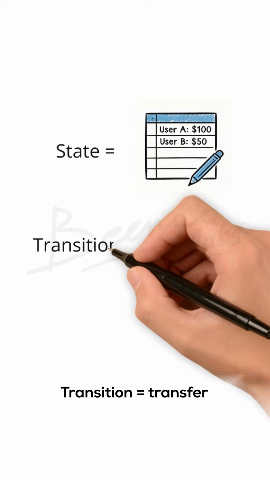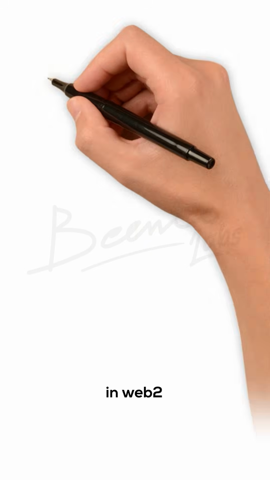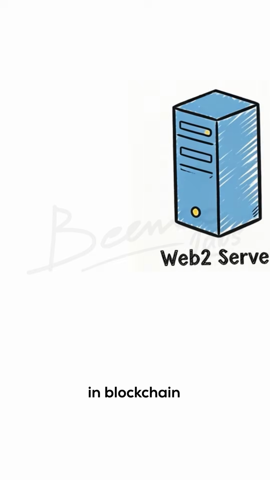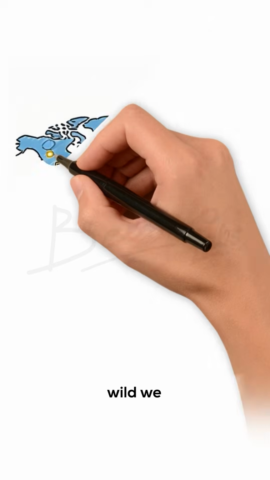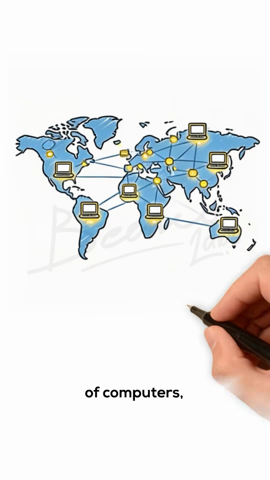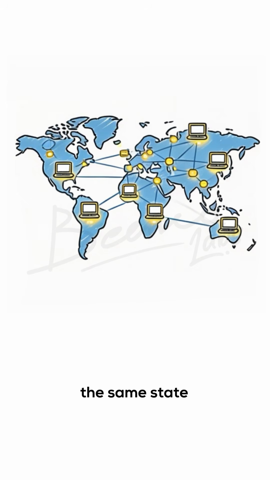Bank example. State equals balances. Transition equals transfer from, to, amount. In Web2, one server runs this. In blockchain, we do something wild. We run the same state machine on thousands of computers, and they all maintain the same state. That's replication.